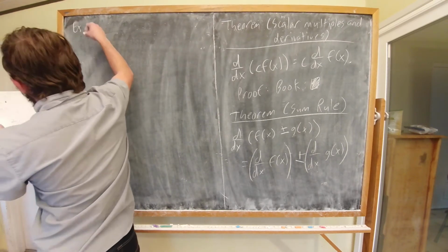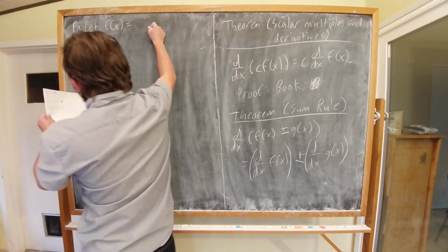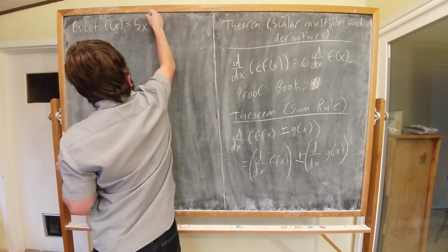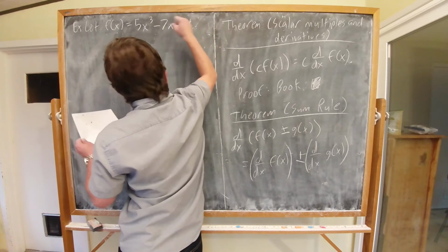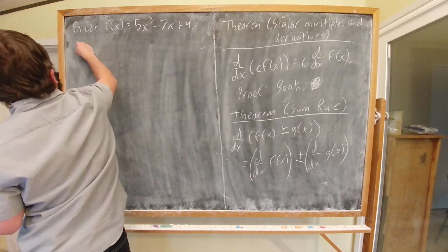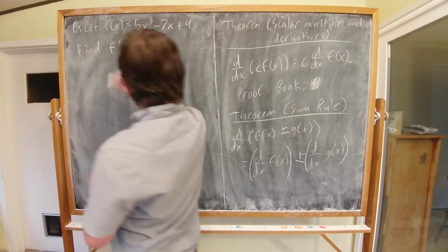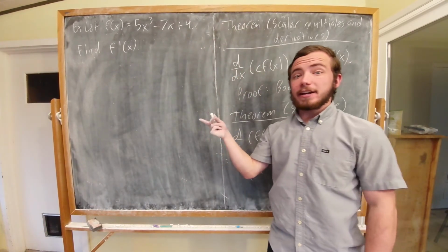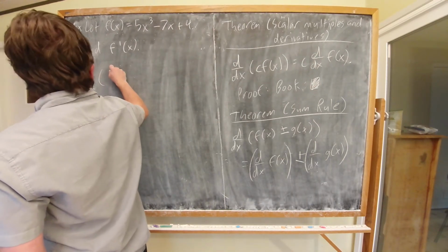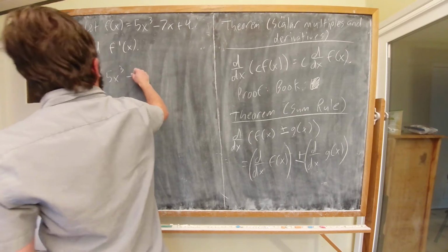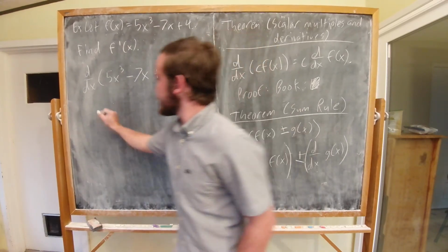Okay, let's let f of x equal 5x cubed minus 7x plus 4. And let's find f prime of x. Okay, so finding f prime of x, we're taking the derivative with respect to x of 5x cubed minus 7x plus 4.